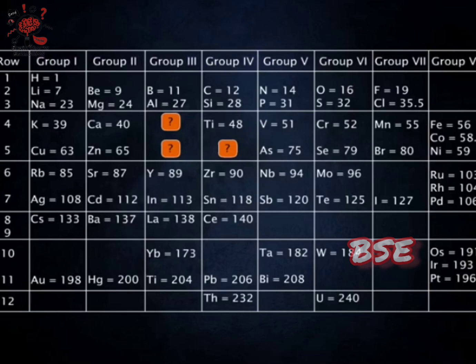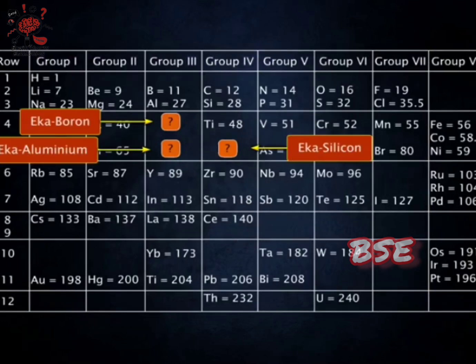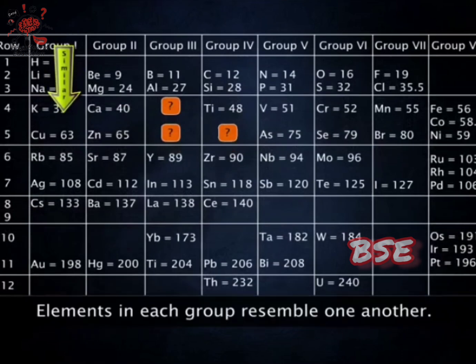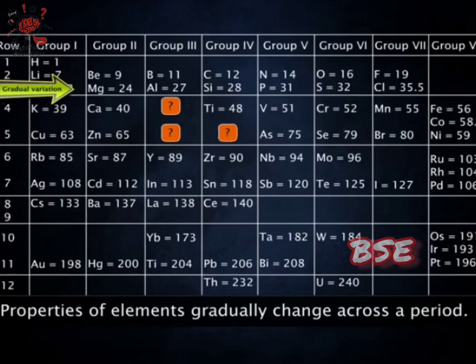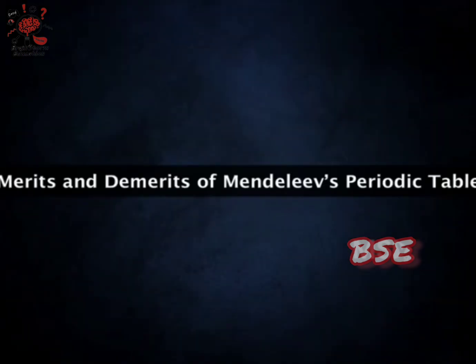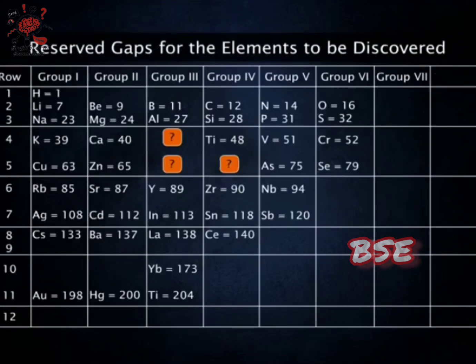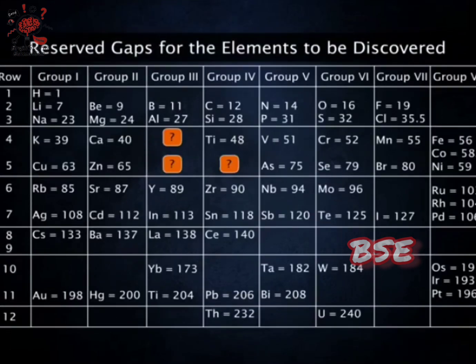Some blank spaces are left for undiscovered metals. Mendeleev was able to predict the behavior of the metals not discovered during his time. Elements in each group resemble one another. Properties of elements gradually change across a period. Mendeleev left gaps for the elements to be discovered later on.